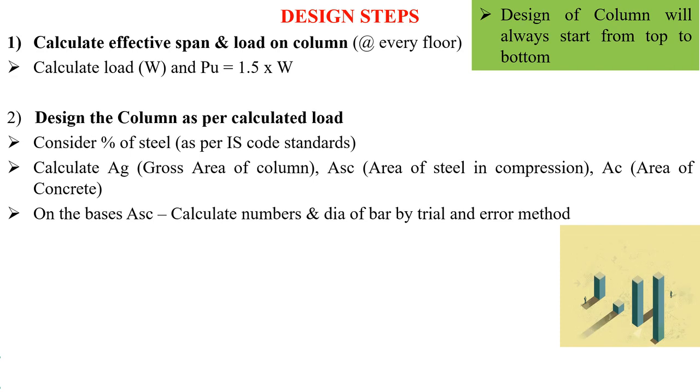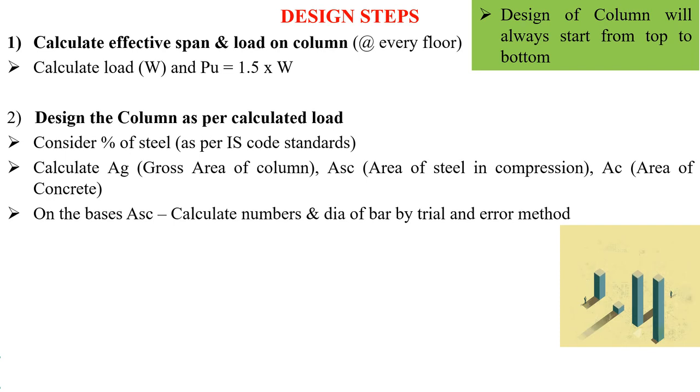For currently understanding the design steps, just take a case where you're able to derive the gross area of the column. When you are able to derive the gross area of the column and you have already assumed the steel percentage, you can easily calculate the area of the steel in compression. How exactly are we going to calculate? Just take a case: I have considered 1% of the steel for the design of the column. So 1% of the gross area, AG, which I am able to calculate in my step.